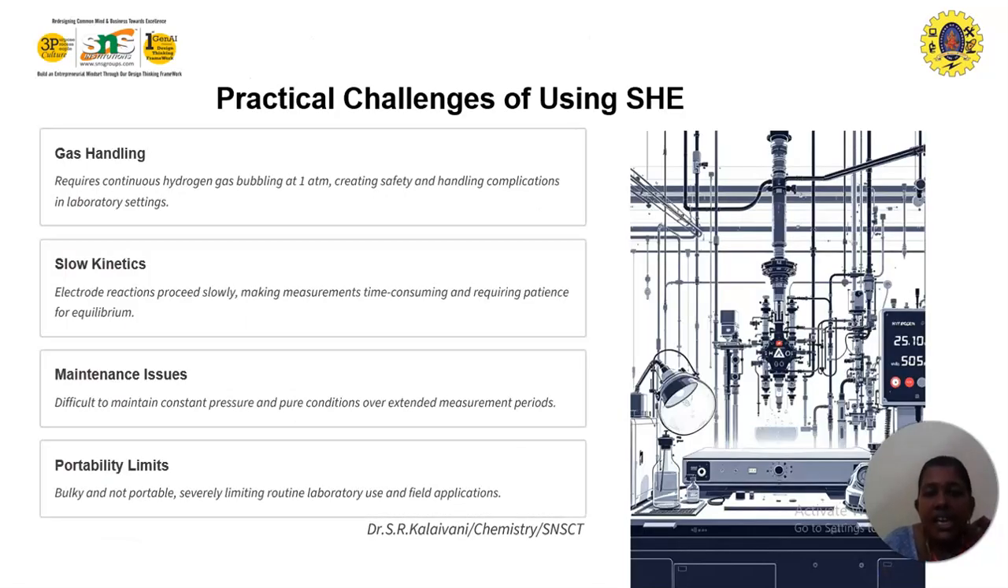Then practical challenges of using SHE. Gas handling. It requires continuous hydrogen gas bubbling at 1 atmospheric pressure, creating safety and handling complications in laboratory settings. Then slow kinetics. Electrode reactions proceed slowly, making measurements time-consuming and requiring time for equilibrium. Maintenance issues. Difficult to maintain constant pressure and pure conditions over extended measurement periods. Then portability limits. Not portable, severely limiting routine laboratory and field applications.